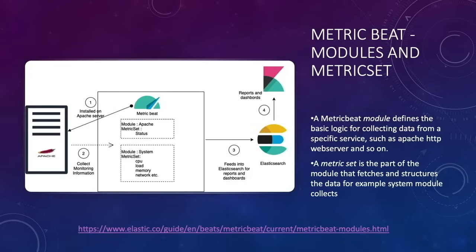To give you an example, let's say you want to monitor one of your Linux machines for its system metrics data such as CPU and memory utilization, etc. What you'll need to do is install Metricbeat on this server and enable a module called system, which collects all this information and ships it to Elasticsearch.